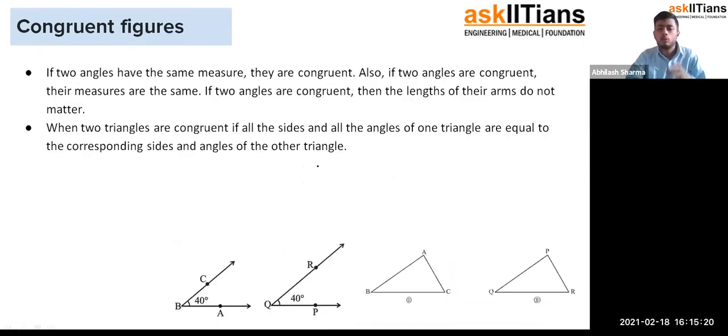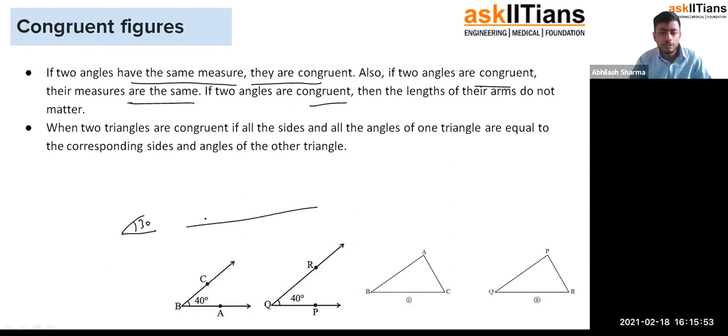Now, let us talk about congruent figures in general once again. As I said, if two angles have the same measure, they are congruent. Also, if two angles are congruent, their measures are the same. So two angles are congruent if and only if they have the same measurement. If two angles are congruent, then the lengths of their arms do not matter. Of course, they do not matter, because you make this angle 30 degrees, you make this angle 30 degrees, and the angle itself is congruent, right? It doesn't matter how long you extend the arms, correct?